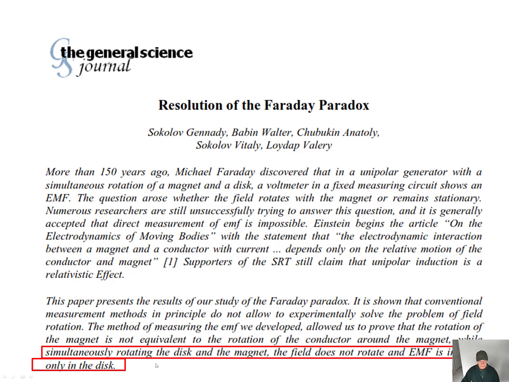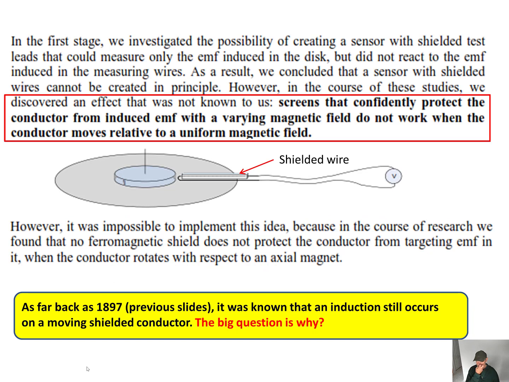And it says, while simultaneously rotating the disc and the magnet, the field does not rotate and an EMF is induced only in the disc. And he says, what they did, they tried to put the wire going in, the return going through a shield. And it says, we discovered an effect that was not known to us. Screens that confidently protect the conductor from induced EMF with a varying magnetic field do not work when the conductor moves relative to a uniform magnetic field. So basically the shield doesn't do anything.